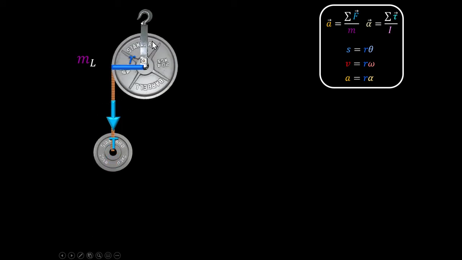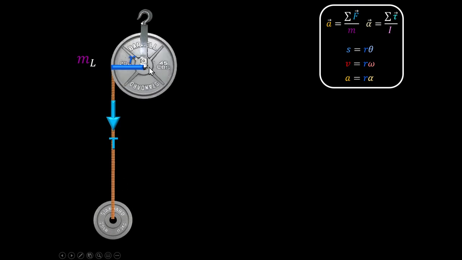Okay. Now, if this had very little rotational inertia, this thing would just zip down really fast. If this had a lot of rotational inertia, well, it would be pulling against a lot more resistance and it would accelerate a lot slower. So that's going to affect how much tension is in that rope there.